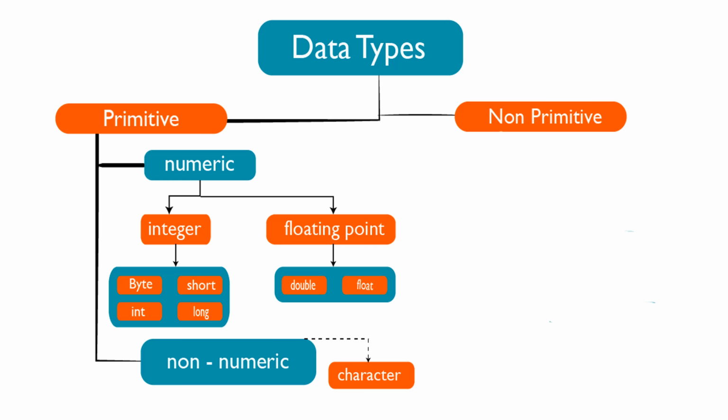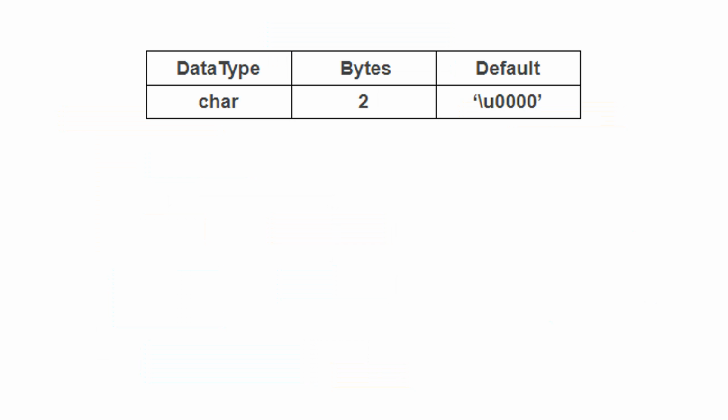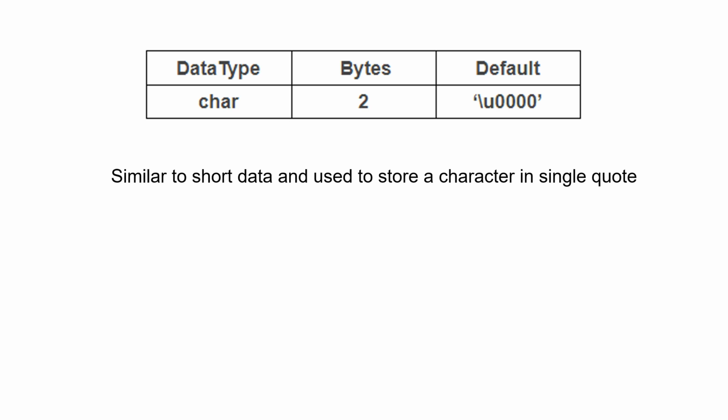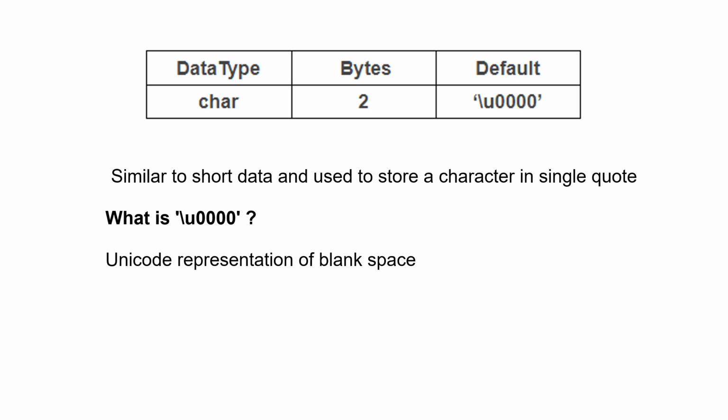So that is character. Char can hold up to 2 bytes of data, which is similar to short data type. Whenever you want to store a character in char data type, you need to specify the character in single quotes. You can ask me a question, what is the default value of char? It is \u0000, which is nothing but Unicode representation of blank space. So whenever you create a character and you are not initializing it, by default it will have blank space in it.